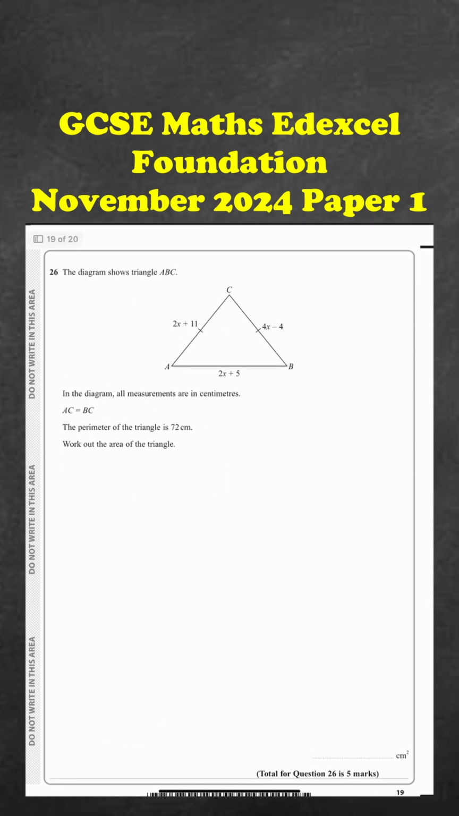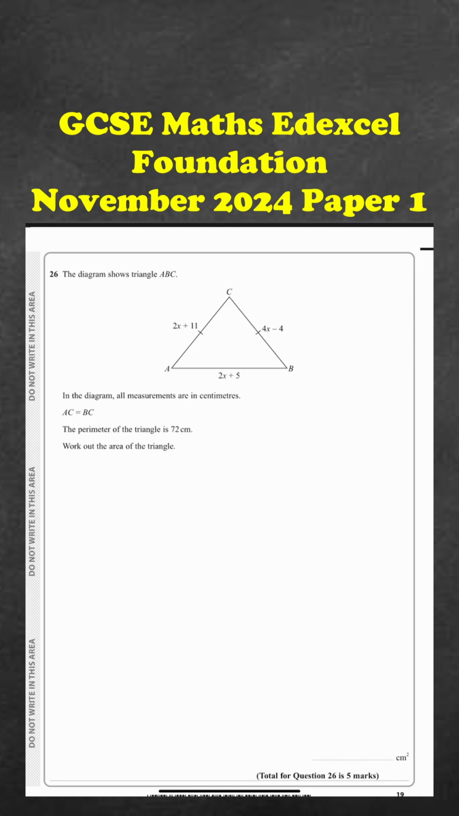Question number 26. The diagram shows triangle ABC. In the diagram, all measurements are in centimetres. AC equals BC. The perimeter of the triangle is 72 centimetres. Work out the area of the triangle.